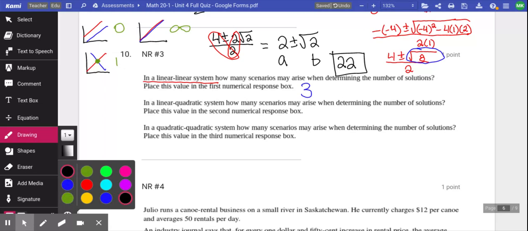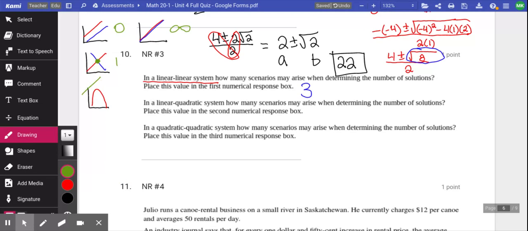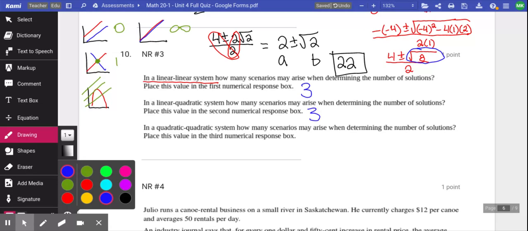Perfect. The second part, a linear quadratic. You could have, there's your quadratic. You'd have a line that doesn't touch at all, a line that touches perfectly once, or a line that touches 2 times, giving you 3 scenarios. You could have 0 solutions, 1 perfect solution, or 2 intersections, 2 solutions.